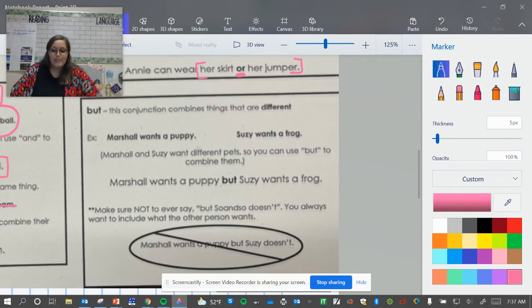We don't ever say, but this person doesn't, because we want to make sure we include what they actually wanted, right? We don't just want to say, but they didn't want a frog, or didn't want a puppy. So instead of saying Marshall wants a puppy, but Susie doesn't, no, we don't say that. We want to include what Susie wants, right? We've got to respect Susie. So we've got Marshall wants a puppy, but, underline your conjunction, Susie wants a frog.